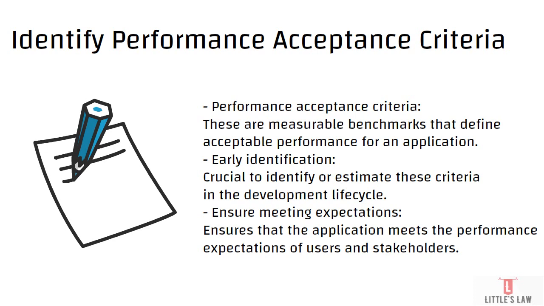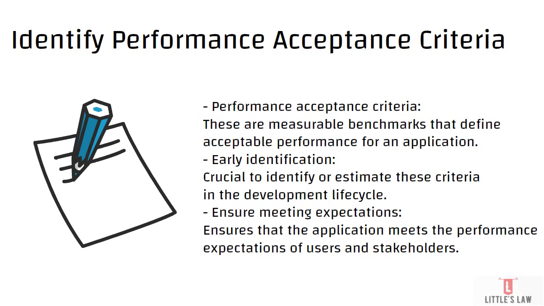For instance, we might set a target for the application to load a page within a certain time frame, such as under 2 seconds for most pages and under 5 seconds for complex pages. Similarly, we might establish targets for response times for various transactions or API calls. These quantified targets serve as our performance acceptance criteria, and they provide clear goals for the development and testing teams to work towards. This will ensure that the application meets the desired performance standards.